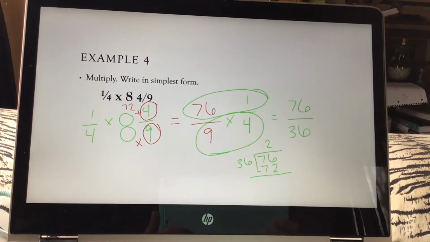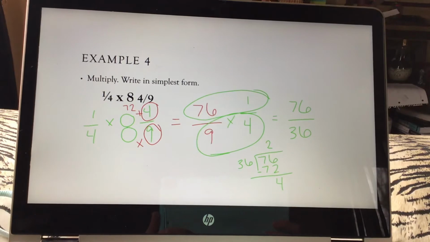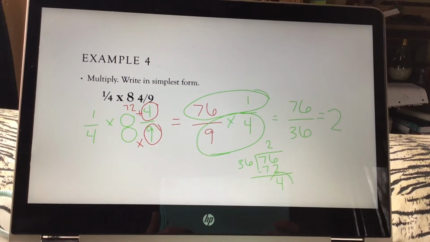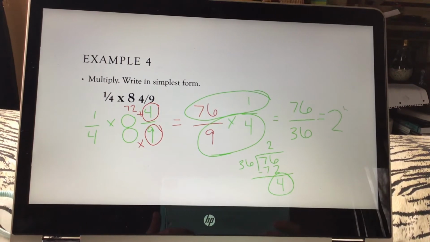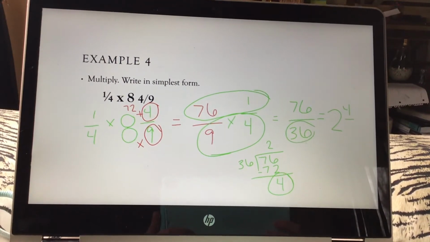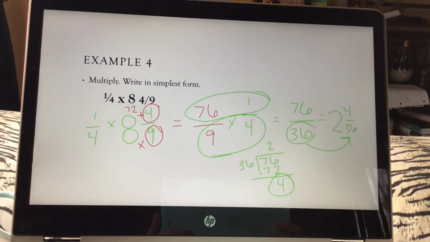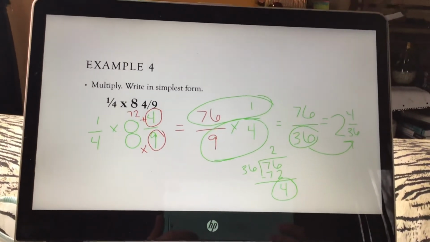Subtract. 6 minus 2 is 4. Okay, so we have 2. We have a remainder of 4. So we have 4. Keep our denominator the same. 36. Can we simplify this anymore?